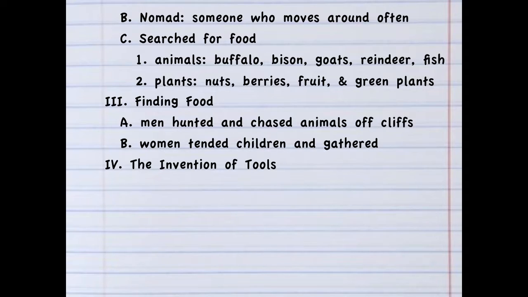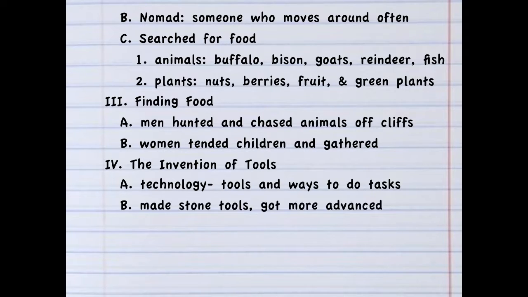The invention of tools. Technology. Technology is tools and ways to do tasks. So we know, of course, we call it the Stone Age because their tools are made of stone. And over time, they got more and more advanced.